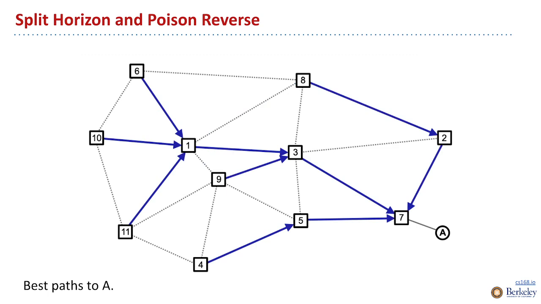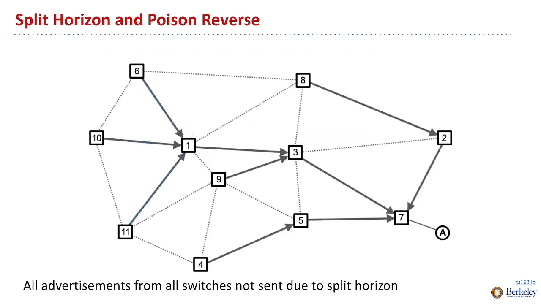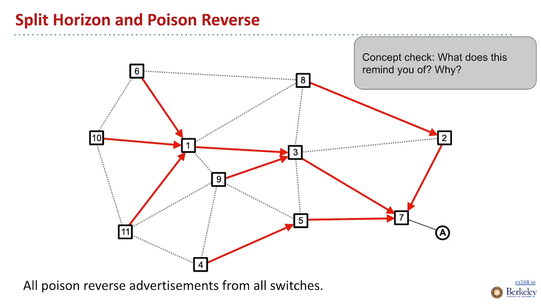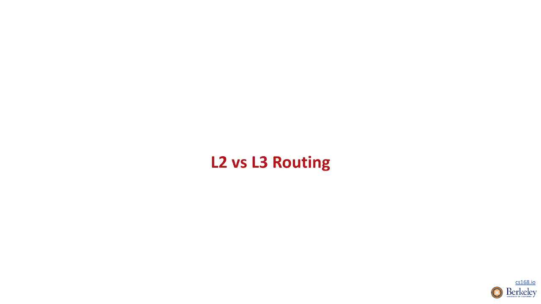This should make sense because you don't send your updates along the route that your packet is going to take. And so the updates that you leave out for split horizon, or the updates that you send with a cost of infinity, will be on the same edges as your best path tree, looking from above.